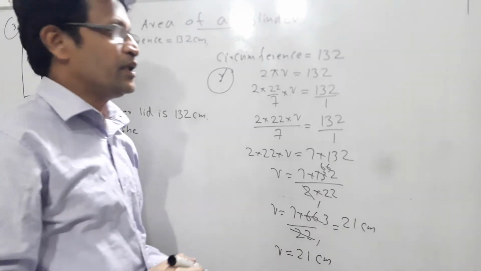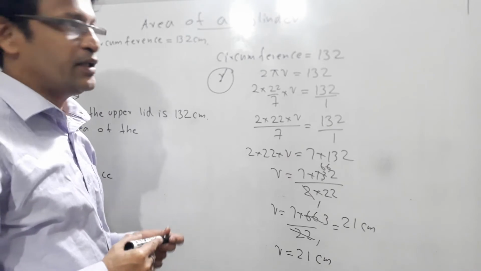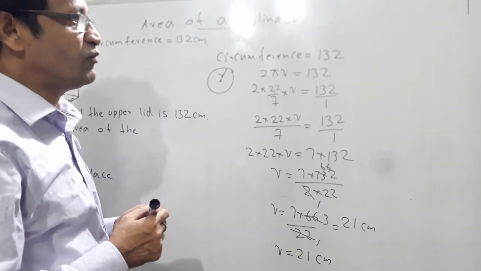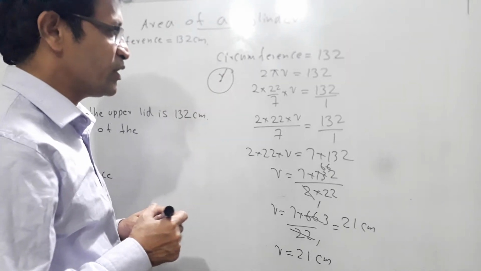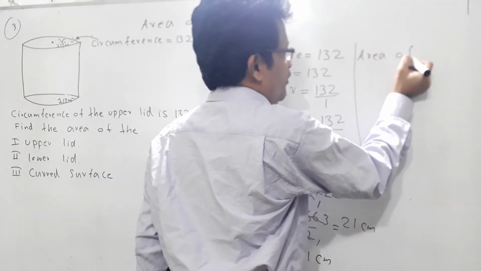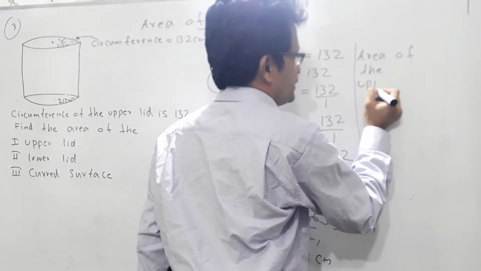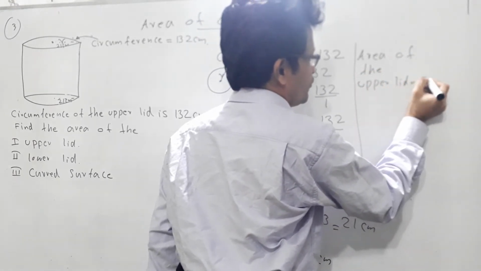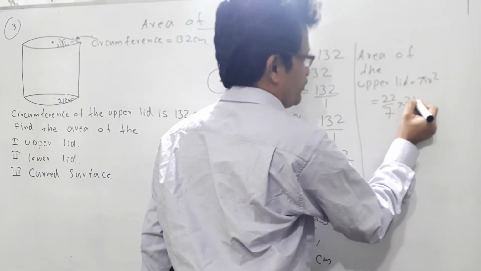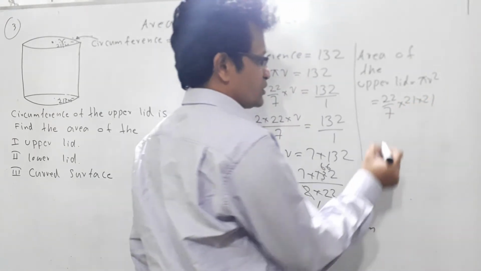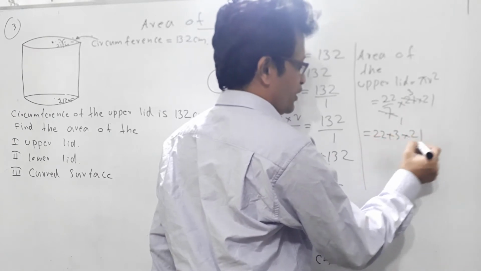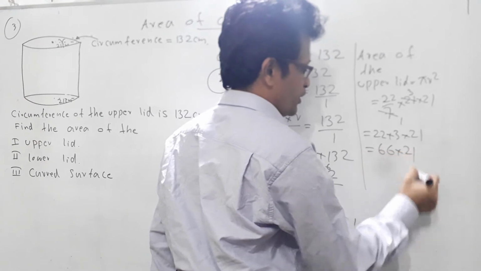Now we can find the area of the upper lid. So what is the area of the upper lid? This is a circular shape. Circular shape means like this. So it's a circle, so area equals pi r square. Area of the upper lid equals pi r square. So pi means 22 over 7, r equals 21 into 21. So 7 into 21 is 3. So that means 22 into 3 into 21. That means 66 into 21.